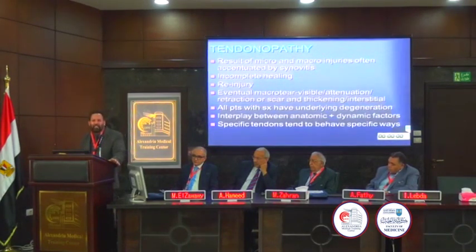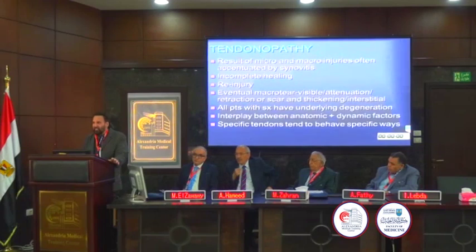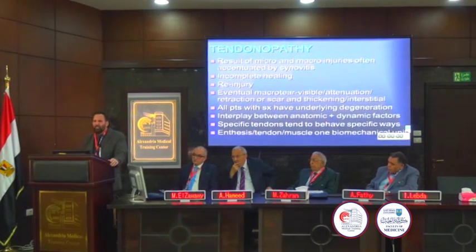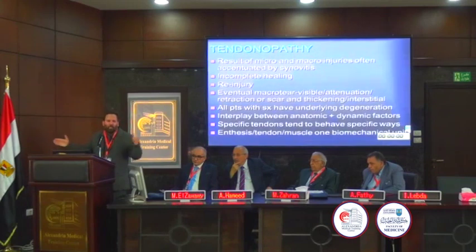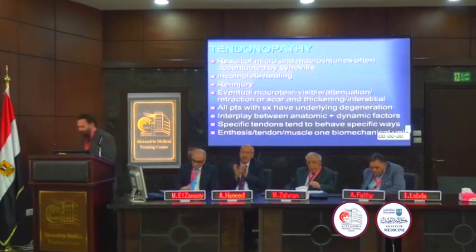Specific tendons tend to behave in specific ways. Like calcification only occurs in certain tendons. Fibrolipomatosis only occurs in certain tendons. And you should think of the proximal tendon, the bone, the muscle, and the enthesis as one common biomechanical structure. Now, when we speak about ligaments in an hour or two, I'm going to start out with how ligaments are similar and different from tendons. So this was a good foundation. Thank you for your attention.